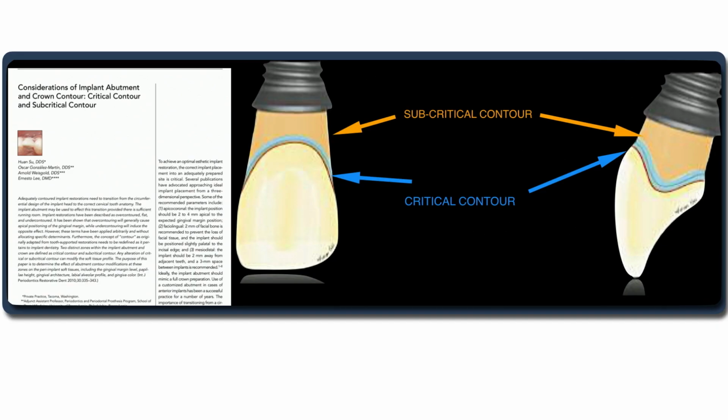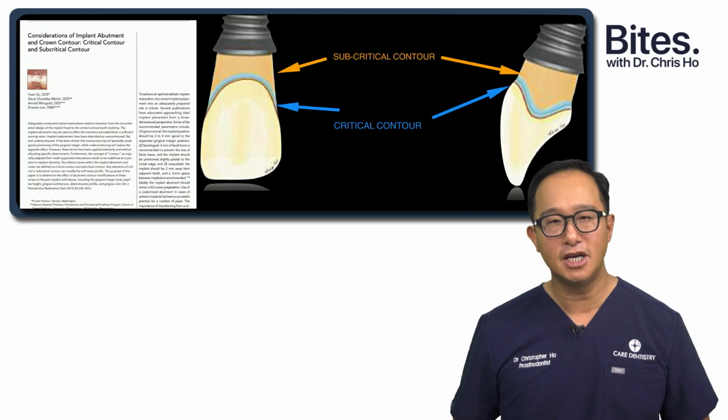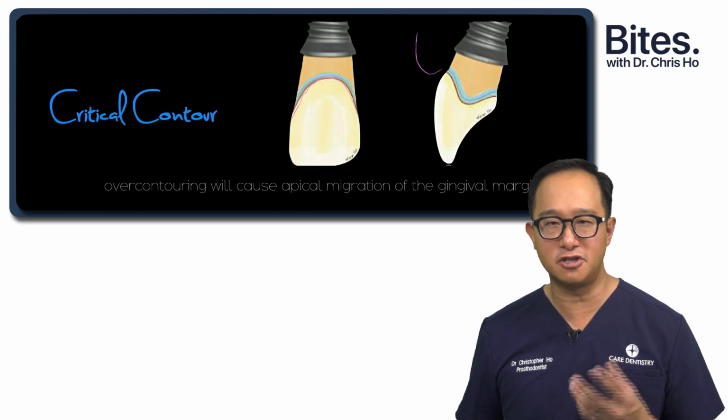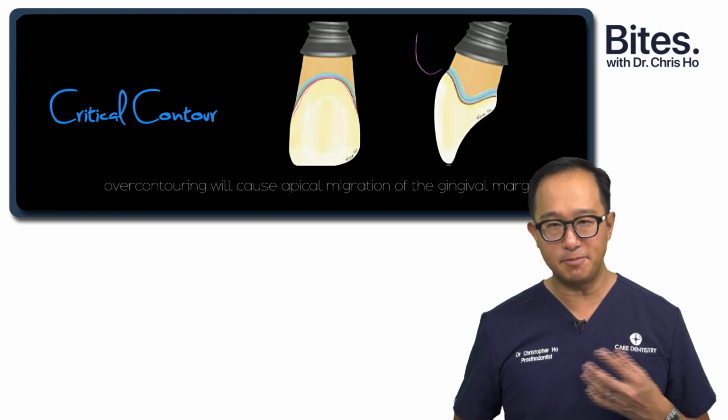Sue in 2010 describes the contours of the restoration as a subcritical contour and the critical contour. The critical contour is the contour around the gingival margin, around your restoration, while the subcritical is apical to that gingival margin. And influencing this critical contour and subcritical contour changes how the soft tissue can appear.